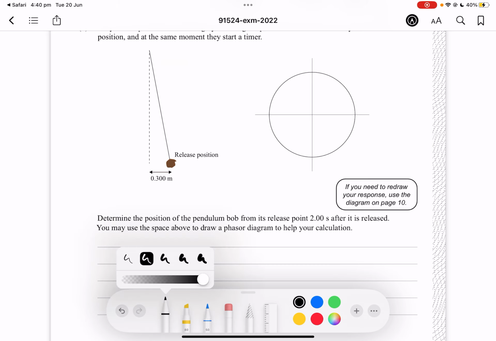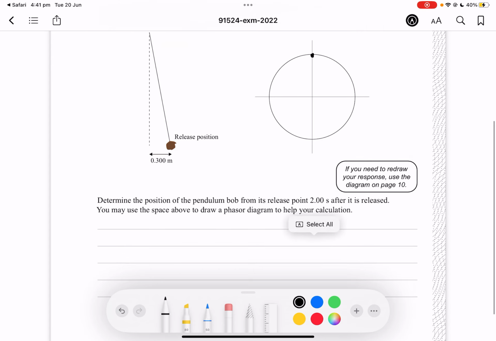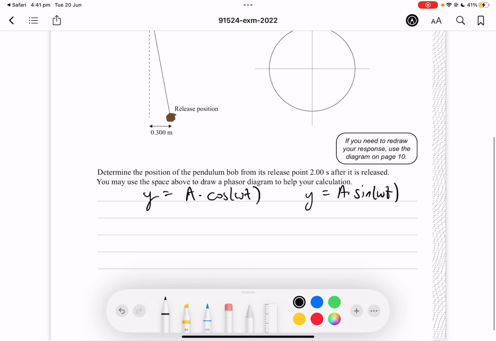Okay, so for this question, since our release position is from the maximum amplitude of 0.3, we're starting somewhere here. And since we're starting at the maximum, that means we should use y equals a times cos. If we were starting at the equilibrium position, then you would be using y equals a times sine omega t. However, we're starting at the maximum, so therefore we're using y equals a times cos omega t.